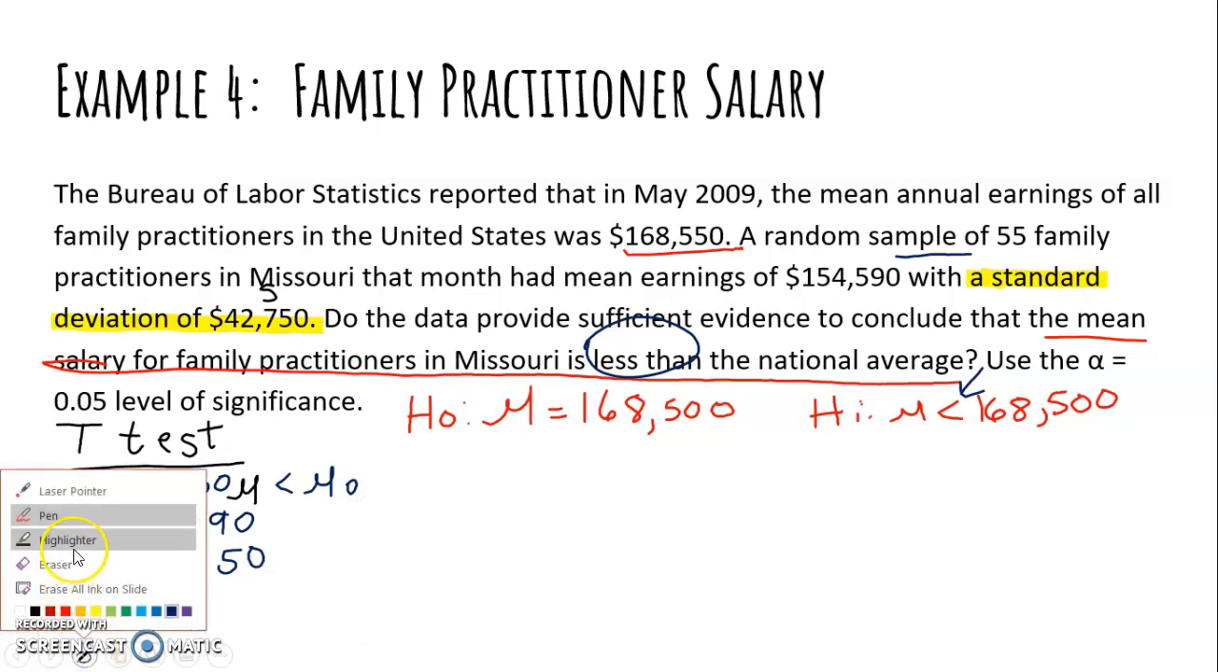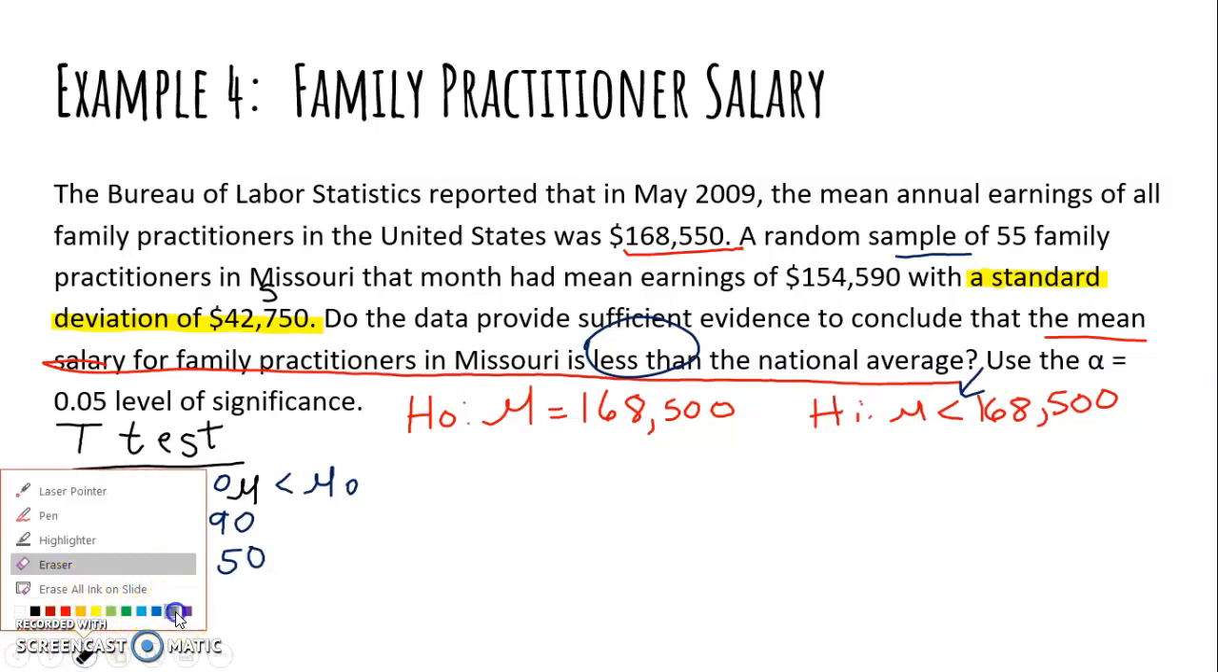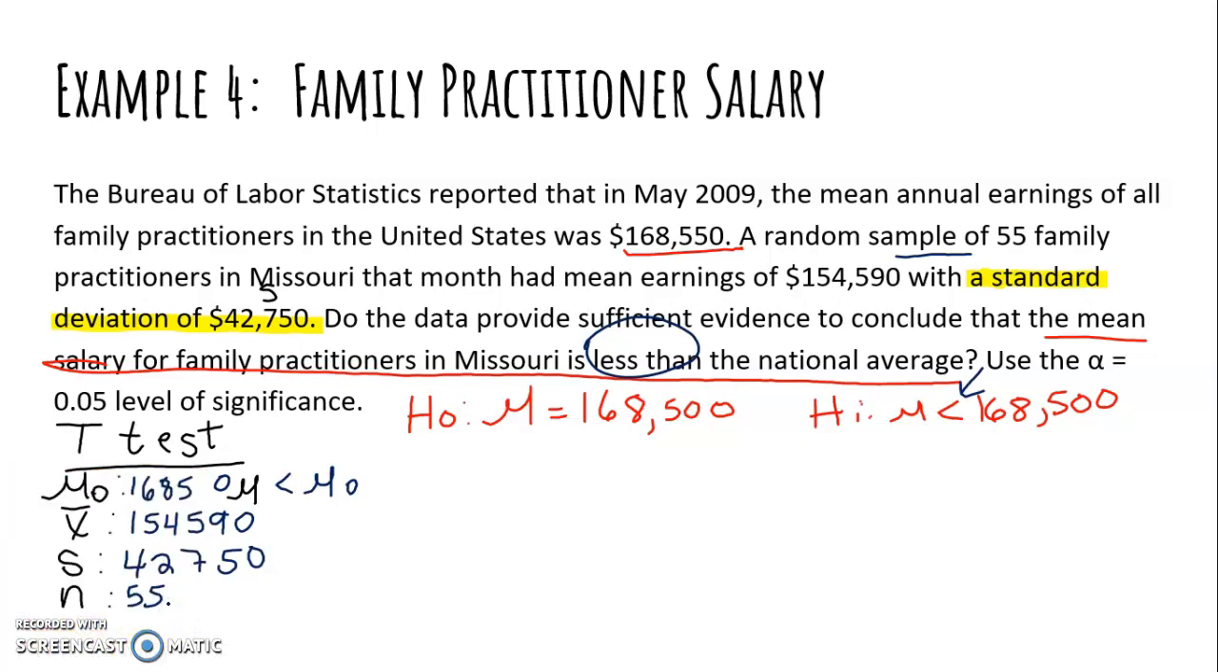And looking over this, I see that I copied one of the numbers wrong. That's going to mess things up if I type it in that way in the calculator. It should be 168,550. Let's just check all the numbers real quick. 154,590, 42,750, 55. I think we're okay.